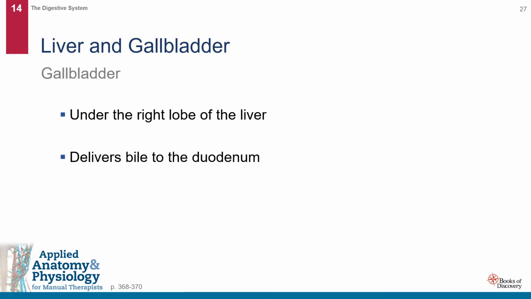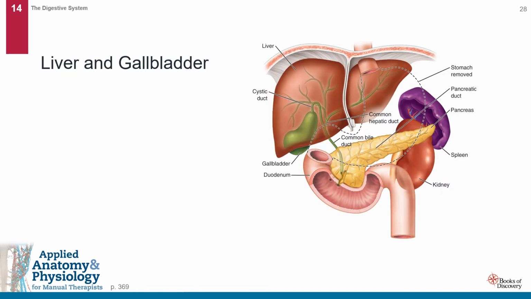In terms of the gallbladder, it is situated just under the right lobe of the liver. The gallbladder delivers bile to the duodenum. And here we see illustrated the liver and the gallbladder. The digestive secretions of the liver, gallbladder, and pancreas pass through ducts that merge and share a common entrance to the duodenum.